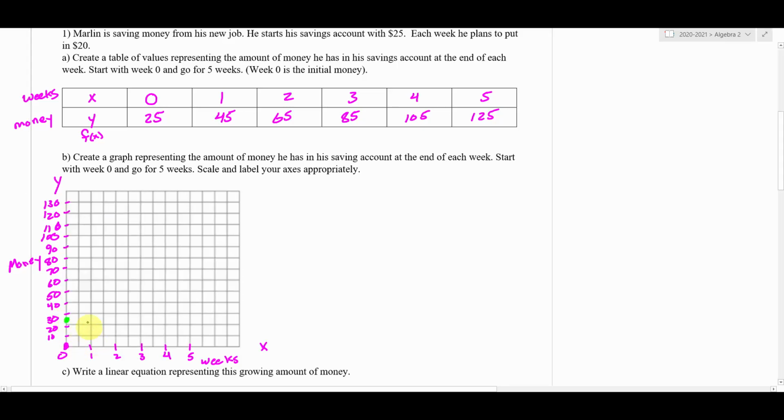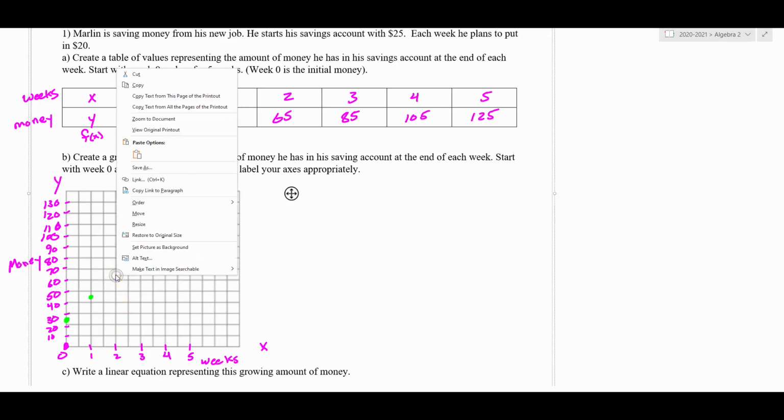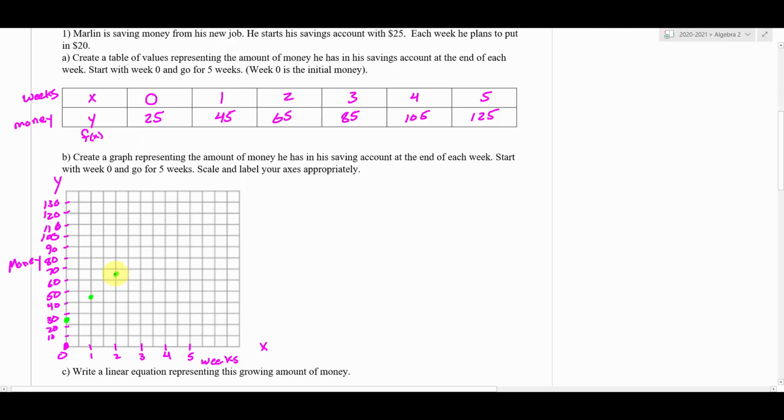And then we're at 1 and 45. So that'll be about right here. Again, in between those boxes, not a problem. And then 2 and 65. And then 3 and 85.